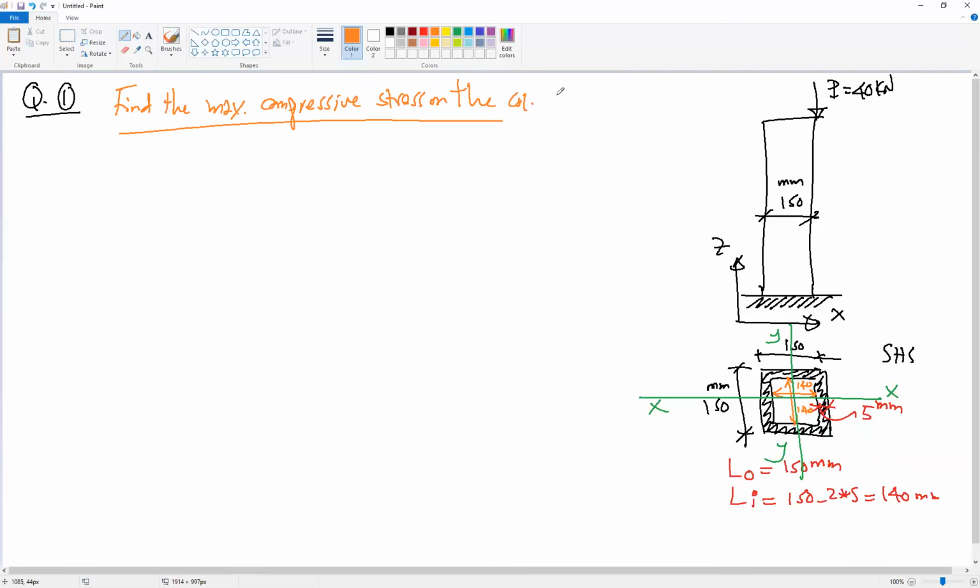Okay, as you know, the maximum stresses in this column will be at the base, because the column is supported only at the base, so it will be at section AA. And because the column is uniform or regular, this is our cross section at AA.